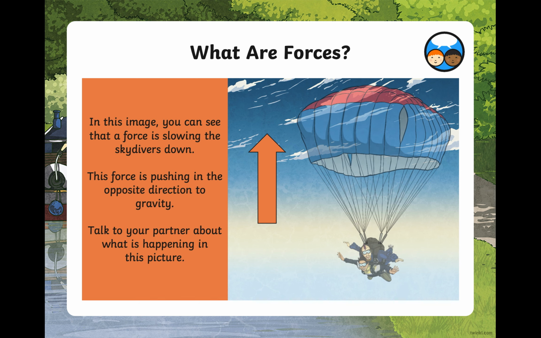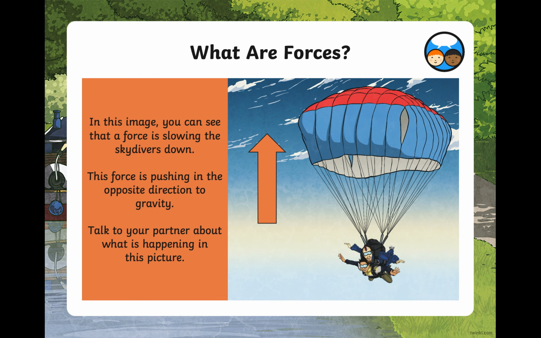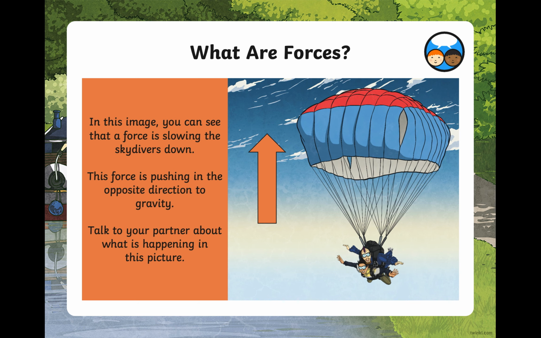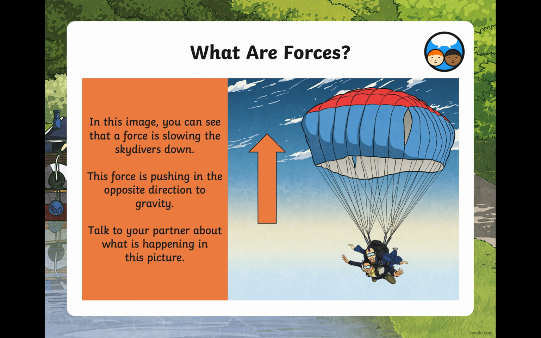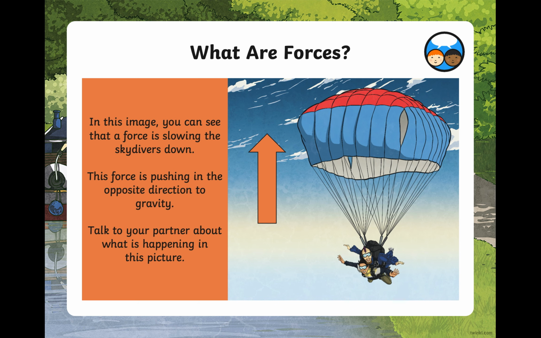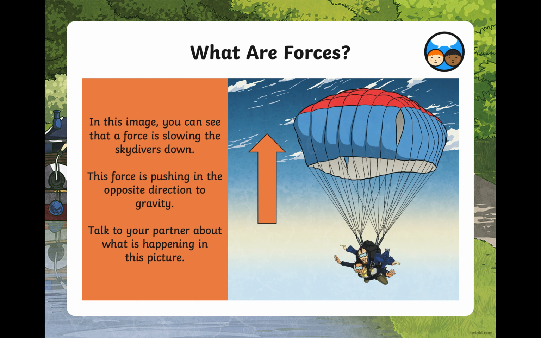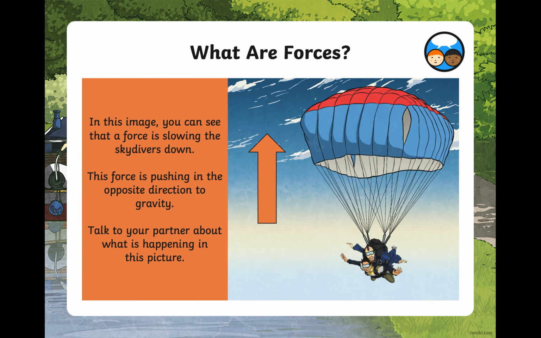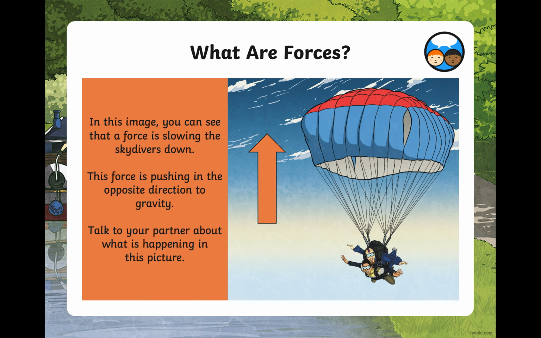All right. Now, imagine that at some point in their fall, they open their parachutes. Okay, so what happens? Air fills the parachute. They immediately have a force pushing them upwards, so it's working against the gravitational force. It says in this image you can see that a force is slowing the skydivers down. This force is pushing in the opposite direction to gravity, meaning gravity is downwards, this force is upwards. And basically the guys will keep on moving downwards.